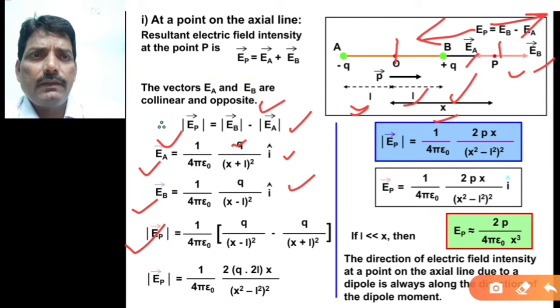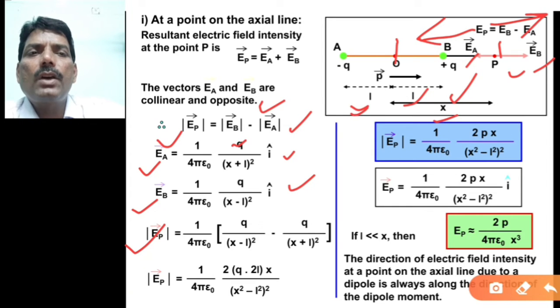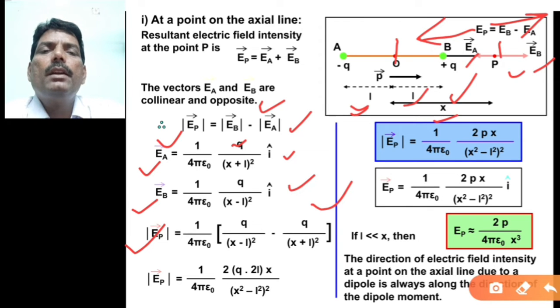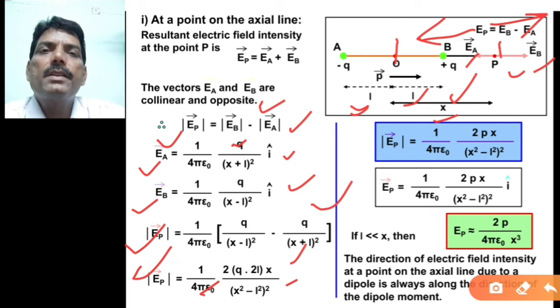Putting this value in this equation, you will get q upon (x minus L) whole square minus q upon (x plus L) whole square. Then solve this equation in a simple mathematical way. You will get the magnitude of the resultant electric field EP is equal to 1 upon 4 pi epsilon naught into 2 q into 2L into x divided by (x square minus L square) whole square.